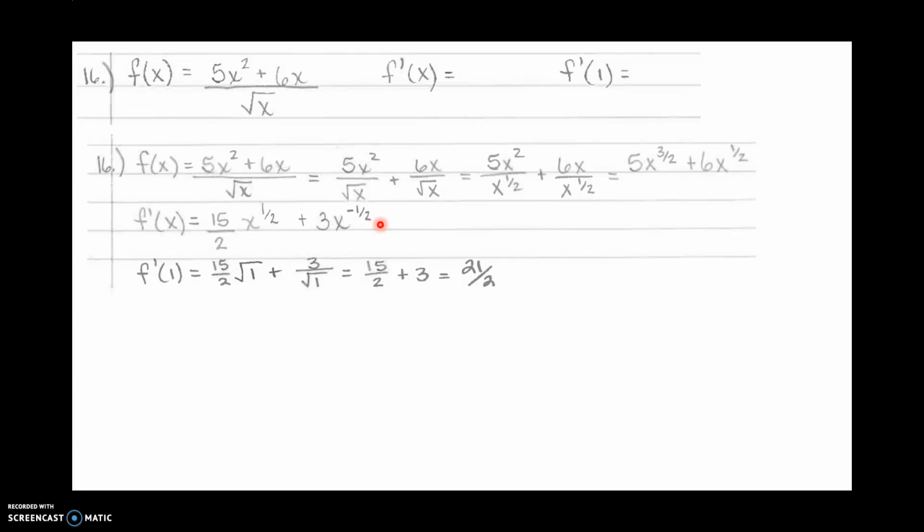Then they wanted me to find that derivative at 1. So let's go through and plug in 1. So 1 to the 1/2 is the square root of 1. And 1 to the negative 1/2 would be the square root of 1 in the denominator. So we'll have 15/2 times 1, which is 15/2, and 3 divided by 1, which is 3. So 15/2 plus 3 would give us 21/2.